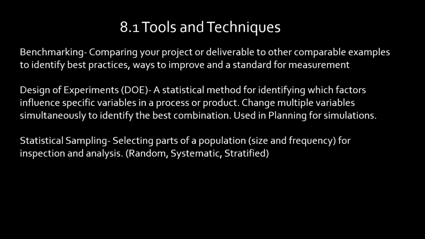Statistical sampling is another quality tool. This is where you select parts of a population because, let's say you're making 10,000 widgets every hour. You're not going to physically inspect every single one of them. You just can't do it.